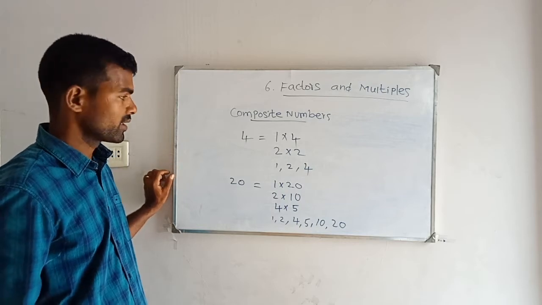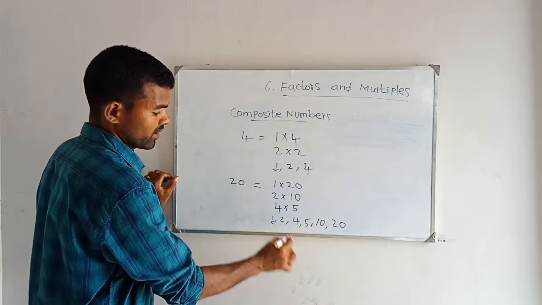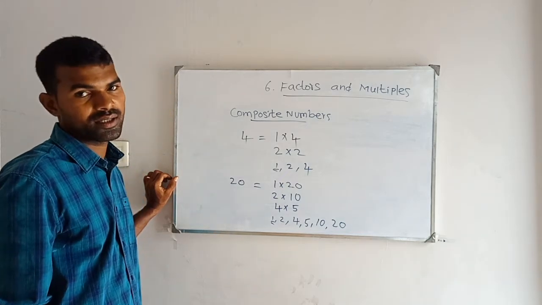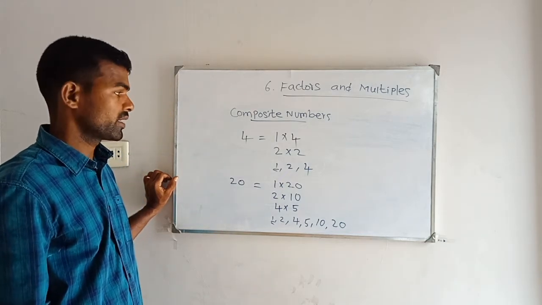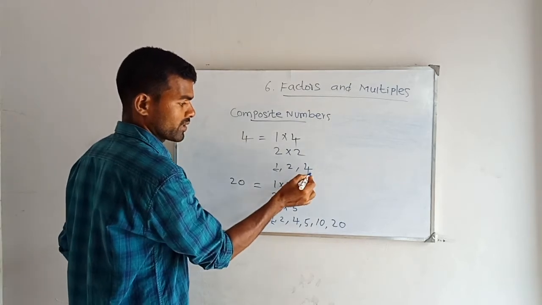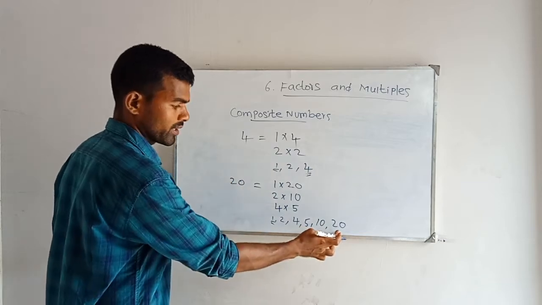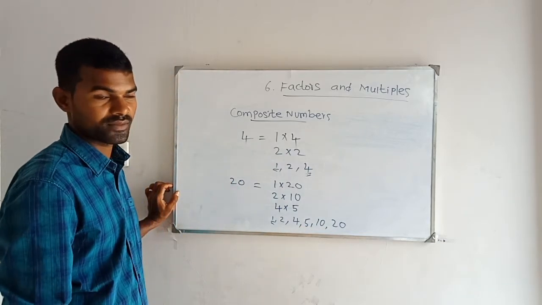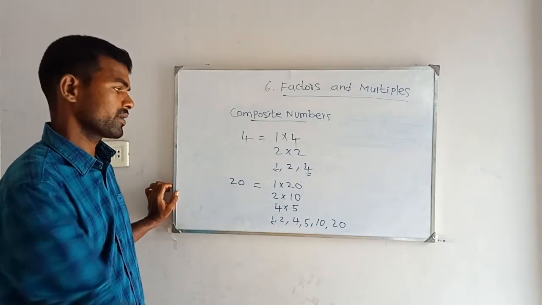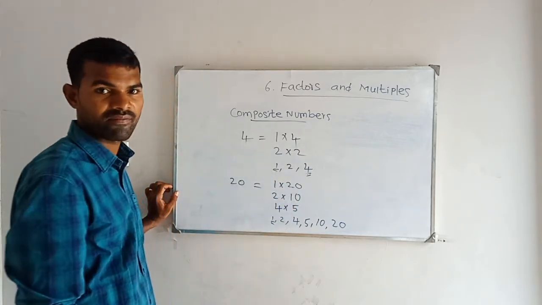Here we are seeing that every number has 1 as a factor. Yes, no? All the numbers have 1 as a factor, and the number itself is also a factor. See now, 4 has 4 as a factor, and 20 itself is a factor.